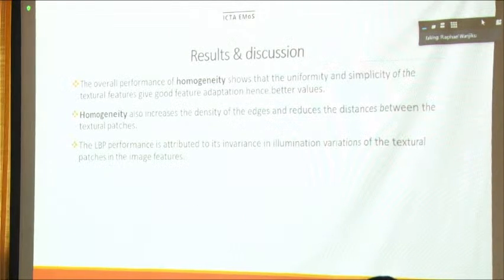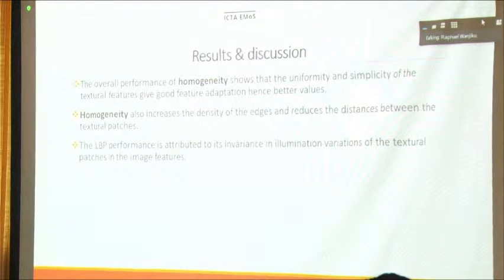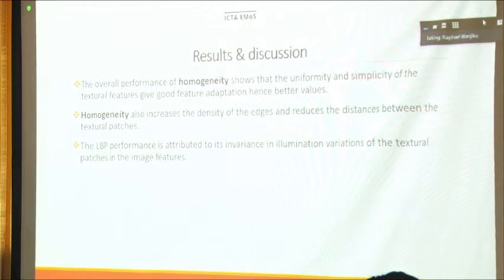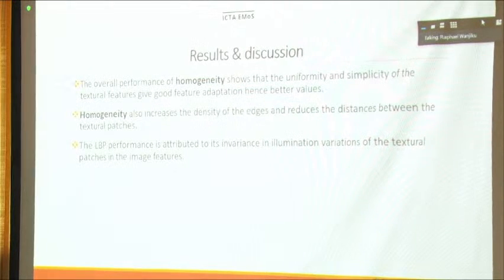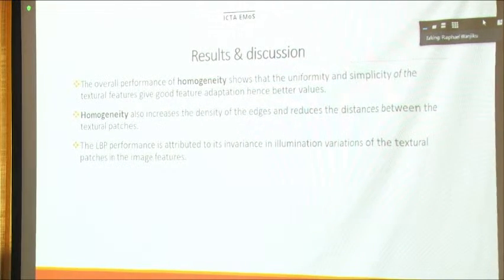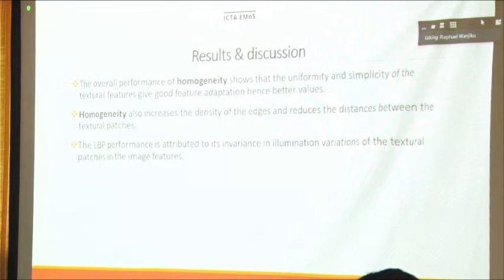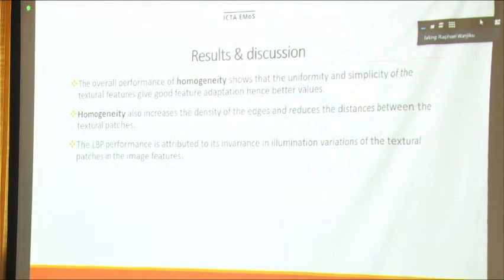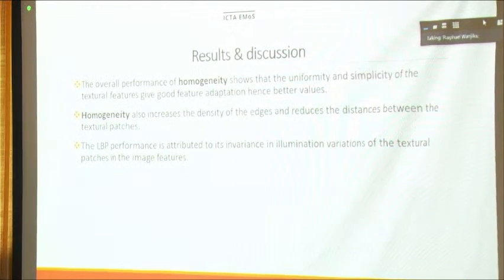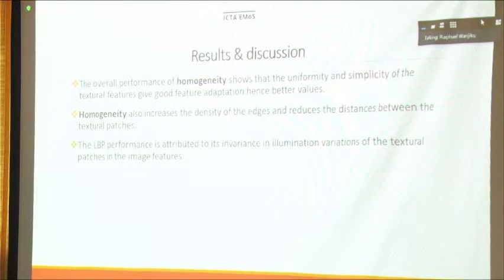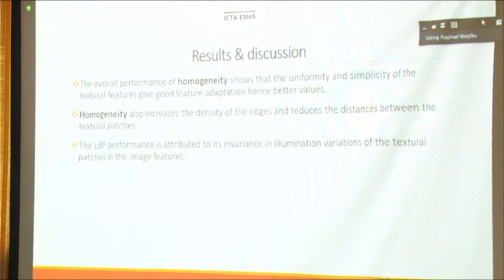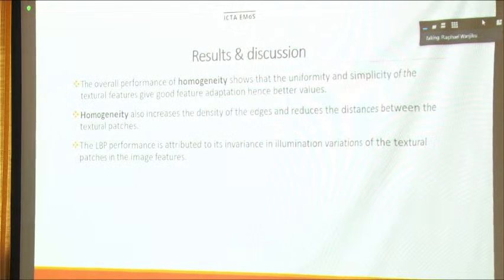For homogeneity, we can say the way it was stable shows the uniformity and simplicity of the textural features. It gave good feature adaptation, hence better values. This was a result of increasing the density of the image edges, reducing the distance between the textural patterns. LBP can be attributed to the various illumination variations of the textural patterns in the image features.